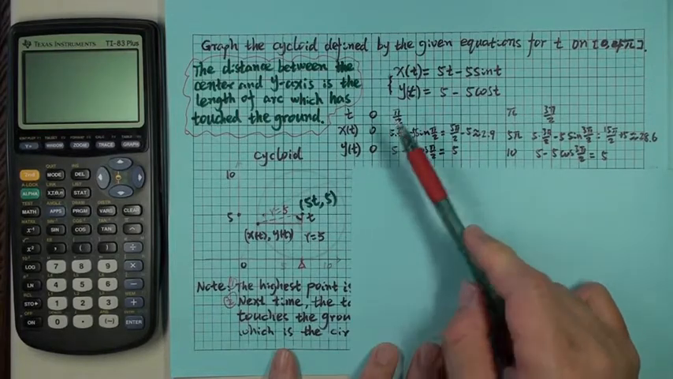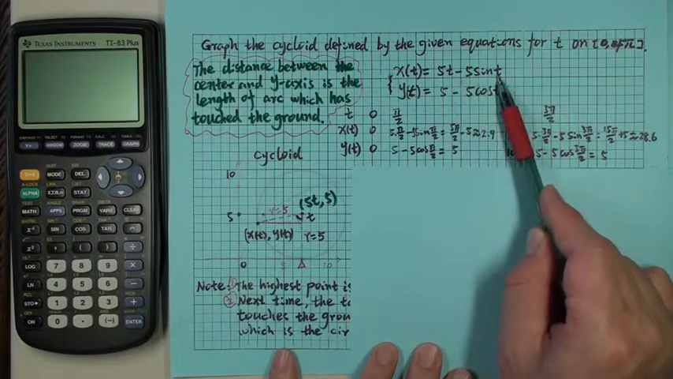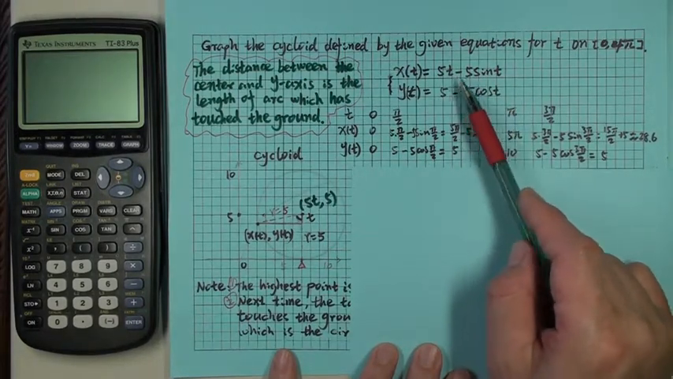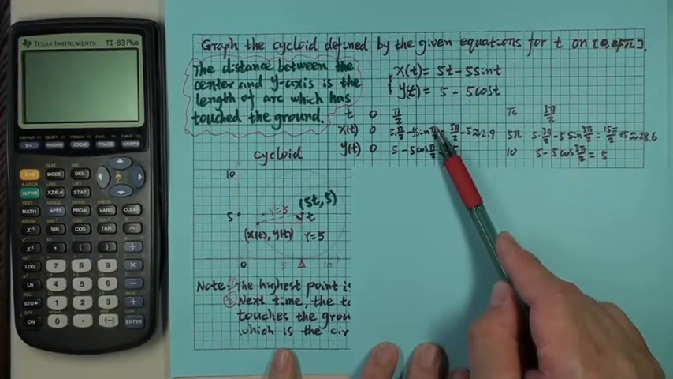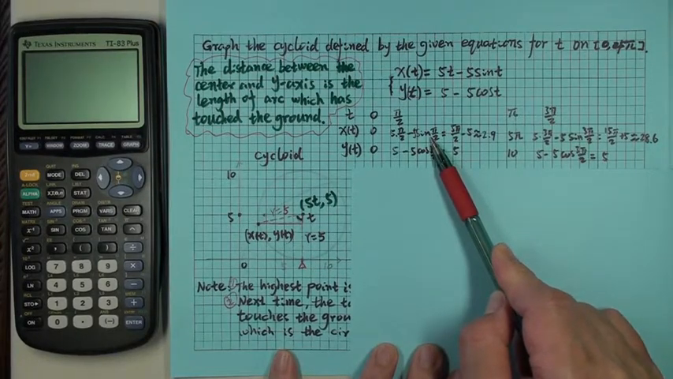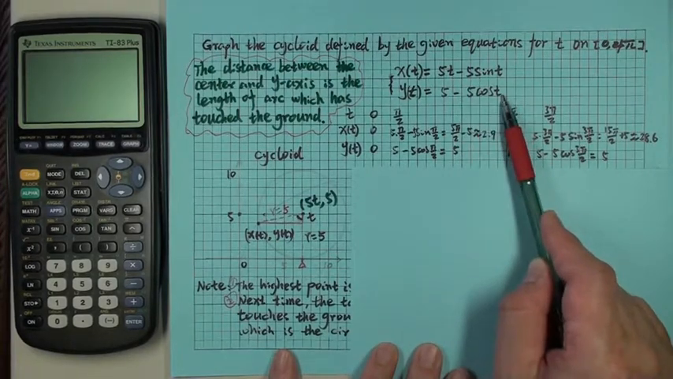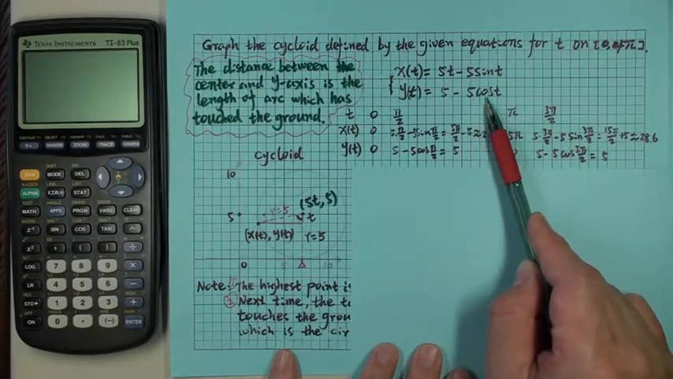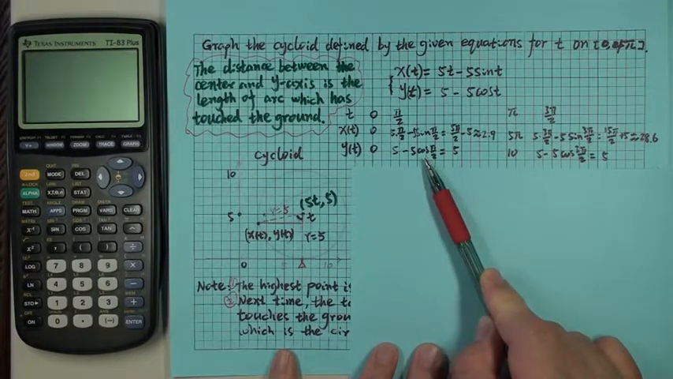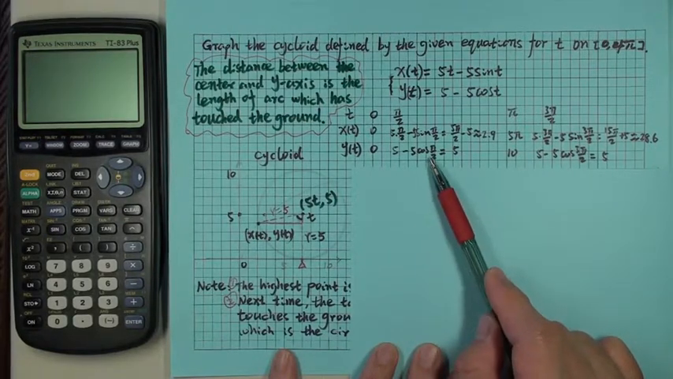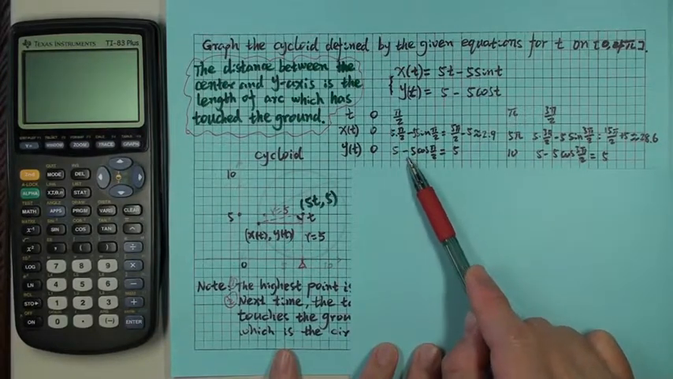Now, when t is pi over 2, then you will have 5 pi over 2 minus 5 sine pi over 2 for x. For y is 5 without t minus 5 times cosine pi over 2 is right here. Okay? So, downstairs is easy to figure out because cosine pi over 2 is 0. Times 5 is 0. 5 minus 0 is 5.